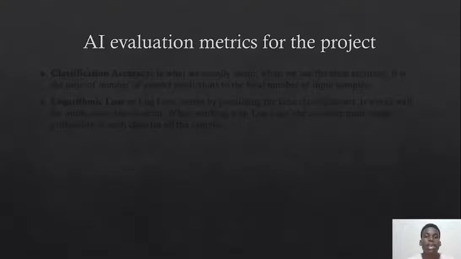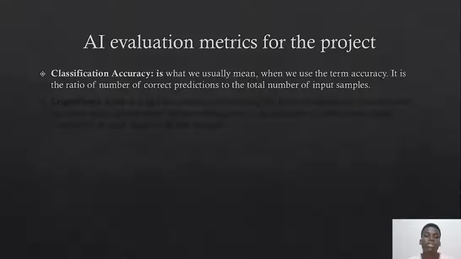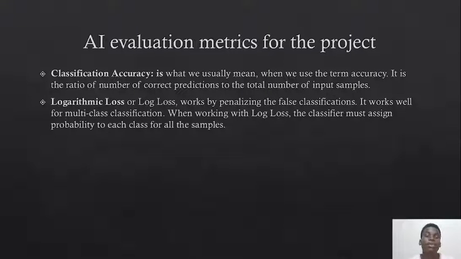Let's move on to our next slide. So we are going to see the artificial intelligence evaluation metrics for the project. The first one is going to be classification accuracy, which is the ratio of the number of correct predictions to the total number of input samples. Then another one is called logarithmic loss, or you can call it the log loss. It works by penalizing the false classifications. And those have been our AI evaluation metrics.